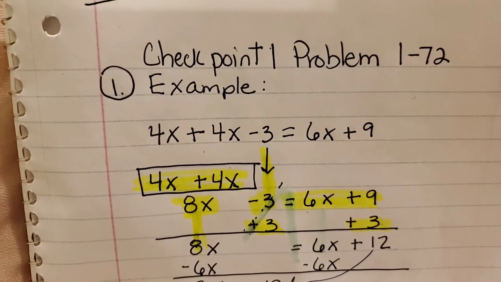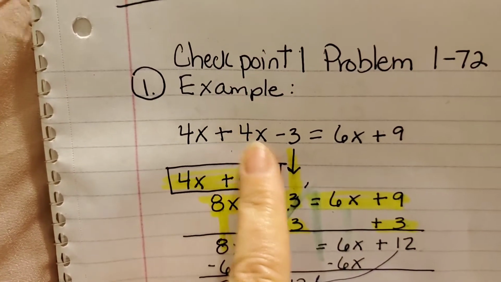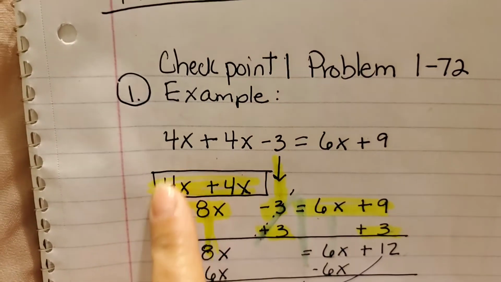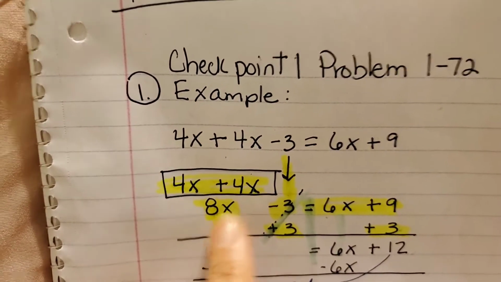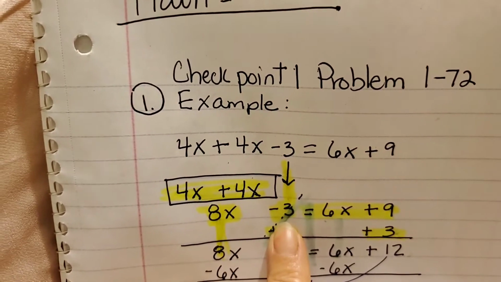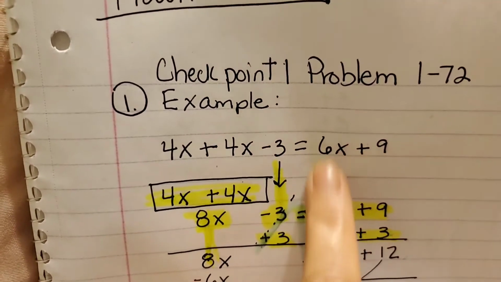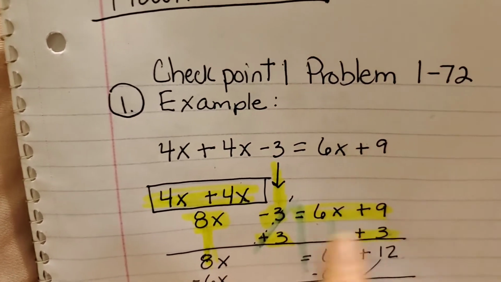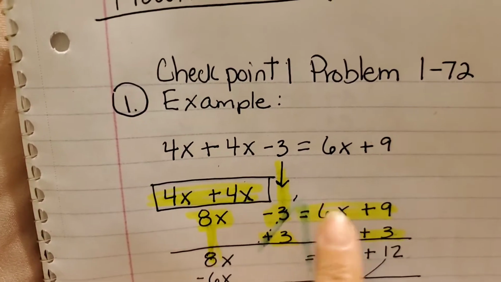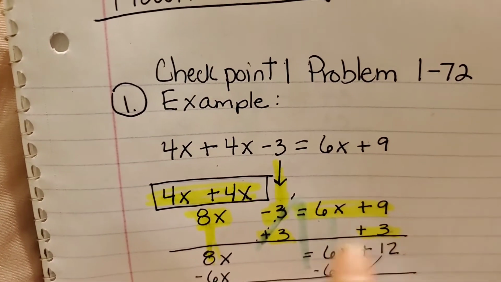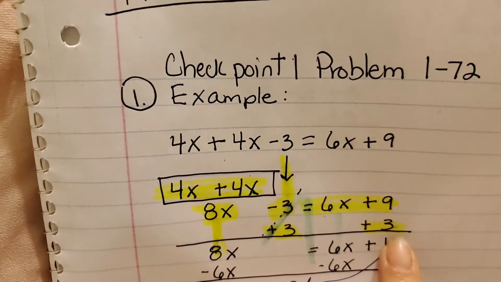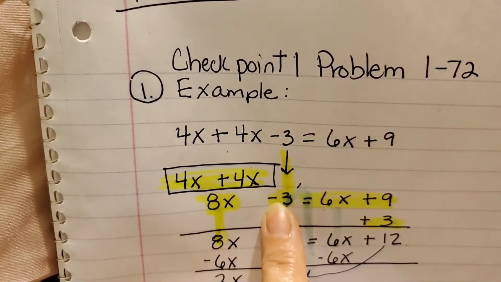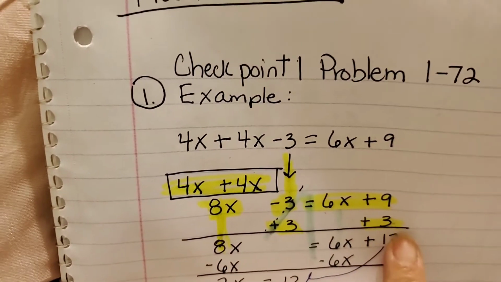And here's an example. We have 4x plus 4x minus 3 equals 6x plus 9. We can combine these right here, and we get 8x. Bring down the negative 3 equals, bring down the 6x, I should say, plus 9. Now I want to have my x's on one side and my numbers on another side. So I'm going to move this 3 over here. The way I'm going to move it is by doing the opposite. So the opposite of a negative is a positive, plus 3, plus 3.